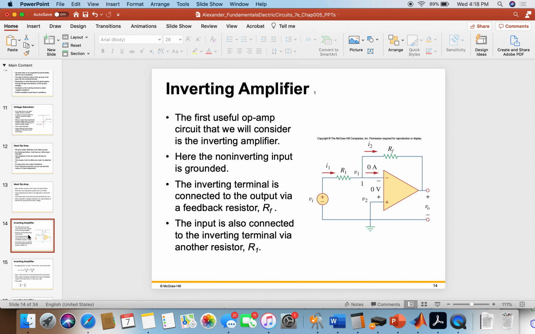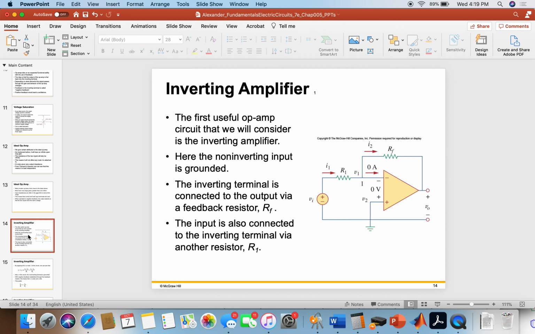So we want to look at some circuits that op amps are used in, and the first one that we'll look at is a very common circuit. It's an amplifier circuit. What it does is it takes an input voltage and it amplifies it for the output voltage. So you can get an increase in voltage.